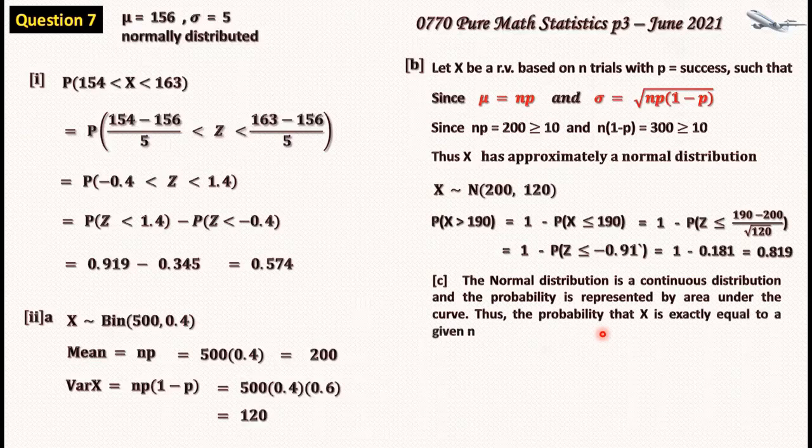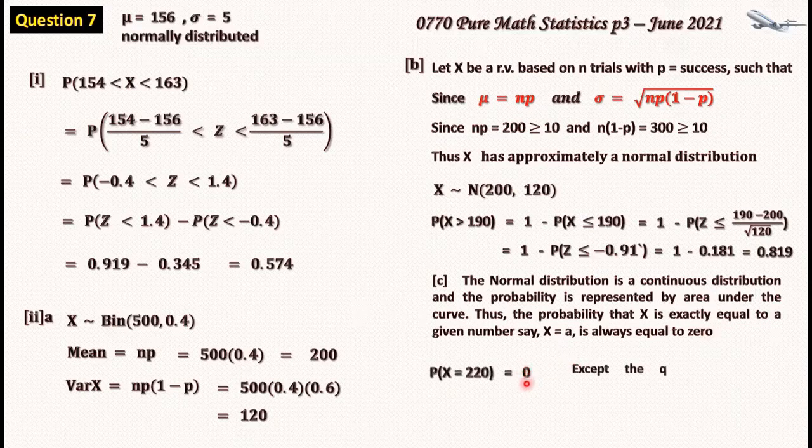So with this particular probability, X is not a discrete variable, it's continuous. Thus the probability of X being exactly equal to a given number, say X equals a, is always equal to 0, because it's either less than a or greater than a. Normally, the answer here should be equal to 0, except otherwise the equation is referring to something else.